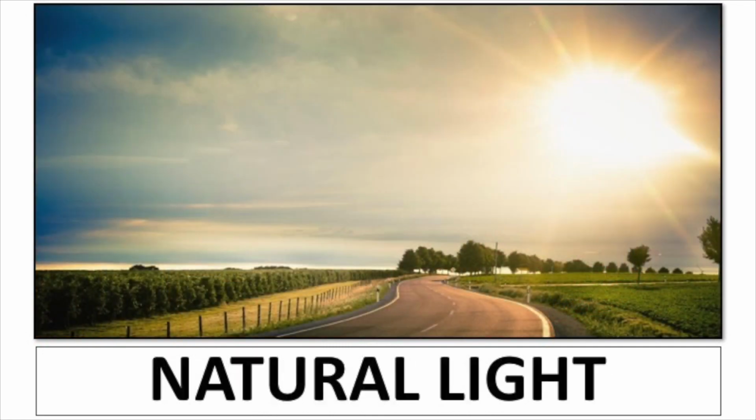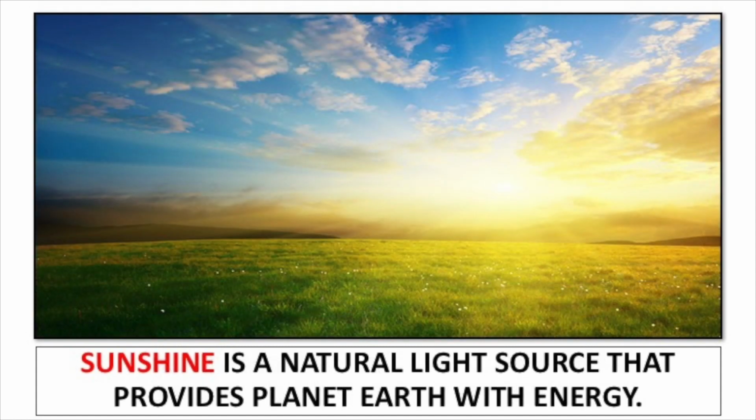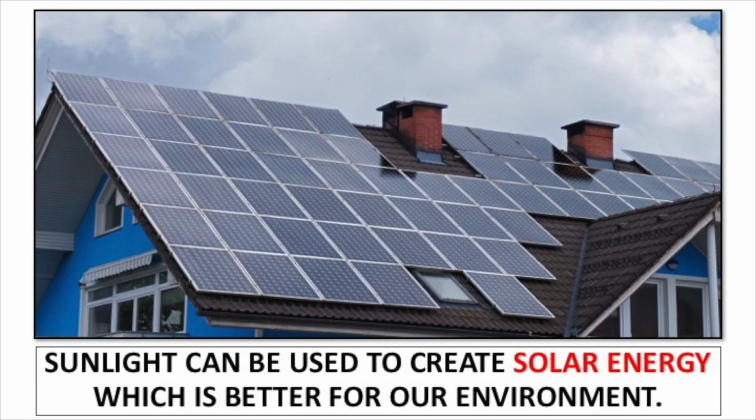Natural light. Yes, like our board exercise, we looked at some forms of natural light. And the main one, sunshine, is a natural light source that provides planet Earth with energy. Yes, everything on planet Earth needs sunlight to live. Sunlight can be used to create solar energy, which is better for our environment.